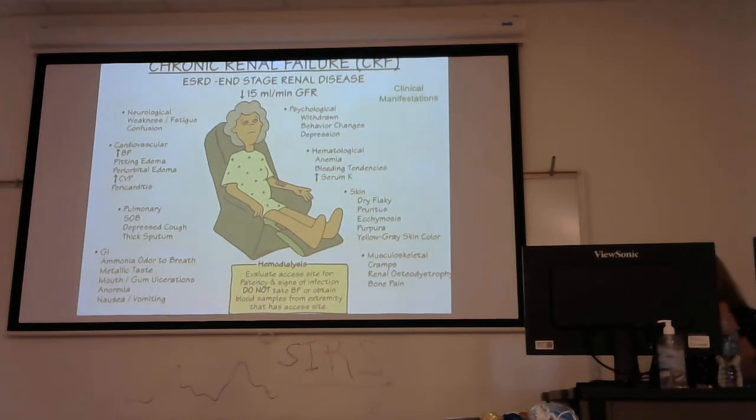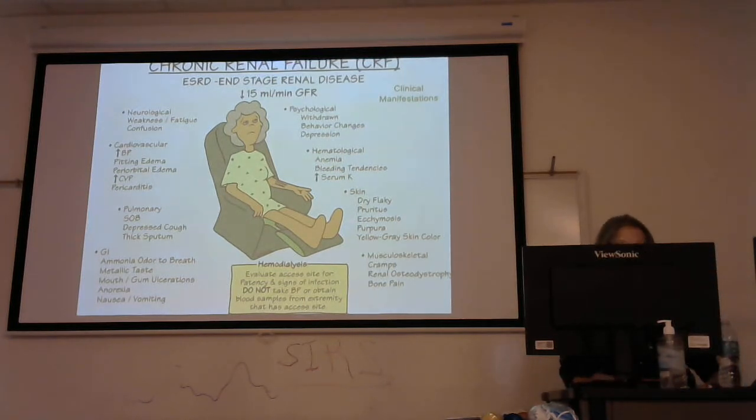Psychosocial, psychological, this is a chronic disease. It's not going to get better. So they do have a lot of psychosocial issues that dialysis nurses need to help them with. The hematological, we'll talk about the anemia, the bleeding tendencies, serum potassium increasing.